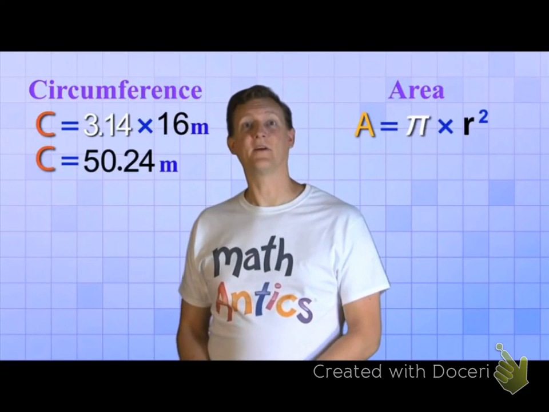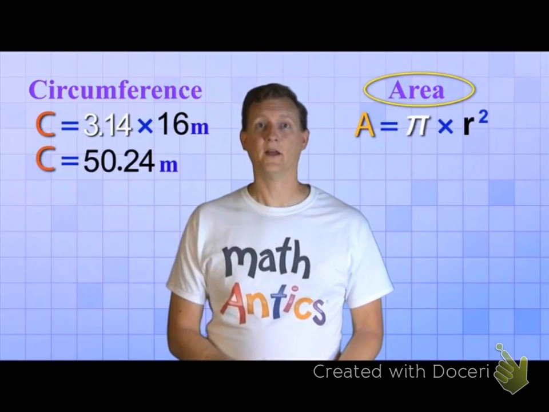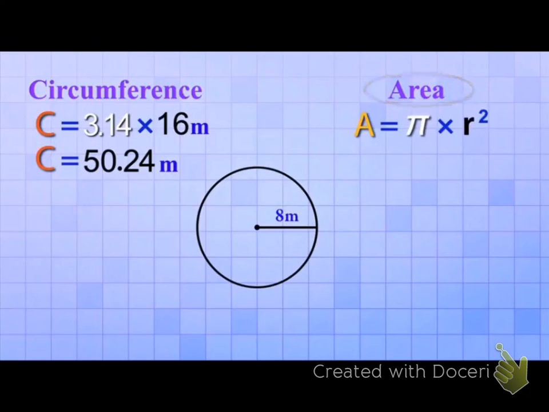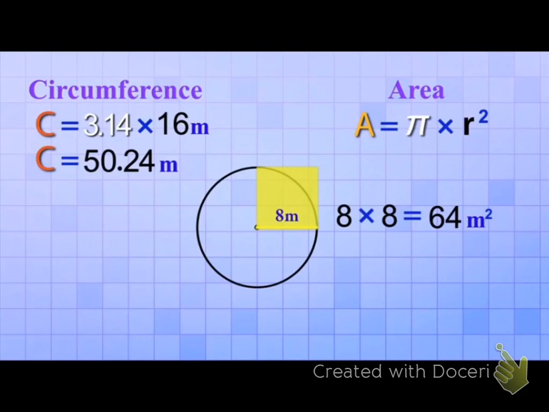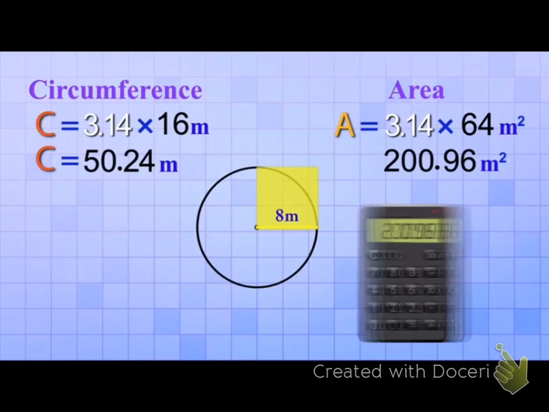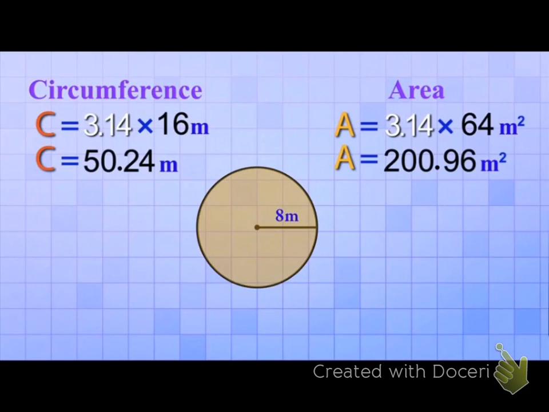Alright, now let's find the area using our formula, area equals pi times r squared. Again, we start with the radius, but instead of doubling it, we square it. That means we multiply it by itself. 8 meters times 8 meters equals 64 meters squared. Then we multiply that by pi. 64 times 3.14 equals 200.96 meters squared. That's the area of this circle.